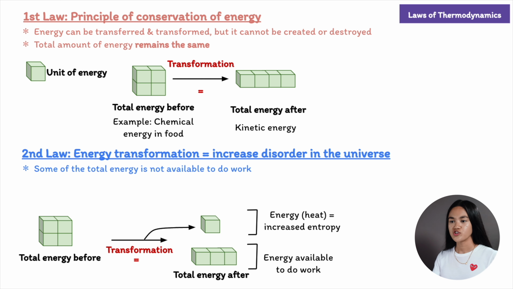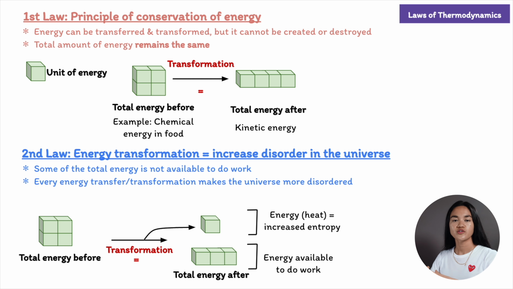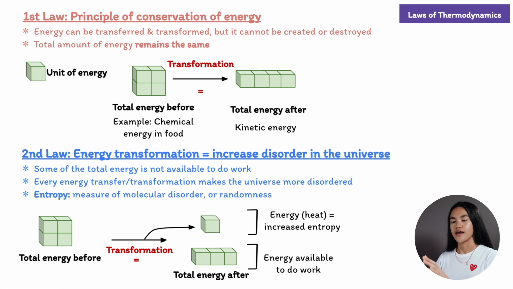Okay, so each energy transfer or transformation makes the universe more disordered. Disorder is a term to describe how spread out the energy is in a system and how many different energy levels are present. And a measure of the degree of disorder, more specifically molecular disorder or randomness, is called entropy. The more randomly arranged molecules are, the greater its entropy. And entropy allows us to understand why some processes are more energetically favorable and they can happen on their own without needing any input of energy.